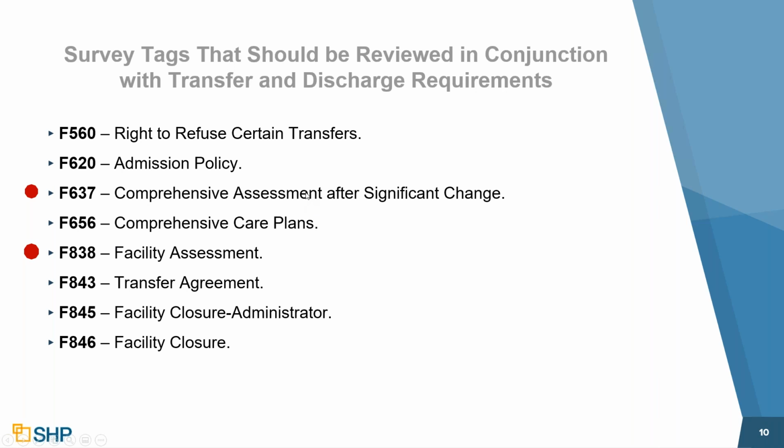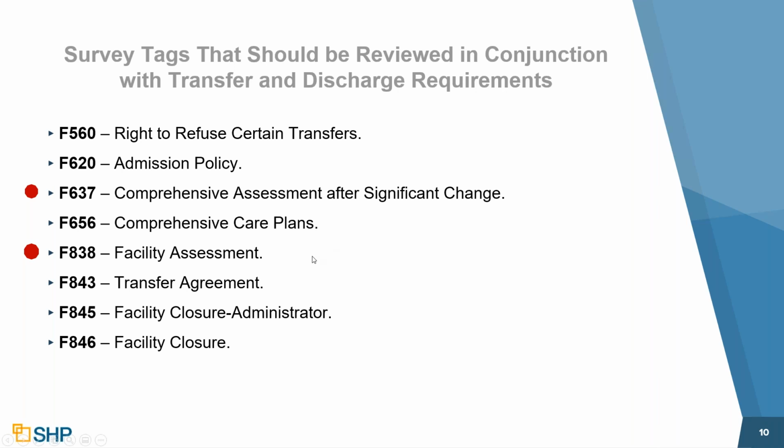If the transfer is based on a significant change, they're looking to determine, did you do a comprehensive assessment after the significant change? So they're going to look at that. But one of the primary tags they will look at is this tag, 838, facility assessment. And the reason for that is that you're required to determine your capacity and capability to care for the residents that you admit. So what the survey team is looking for is, are you accepting residents that you cannot care for or that's not identified in your facility assessment? Are you taking resident types that you can't take care of?